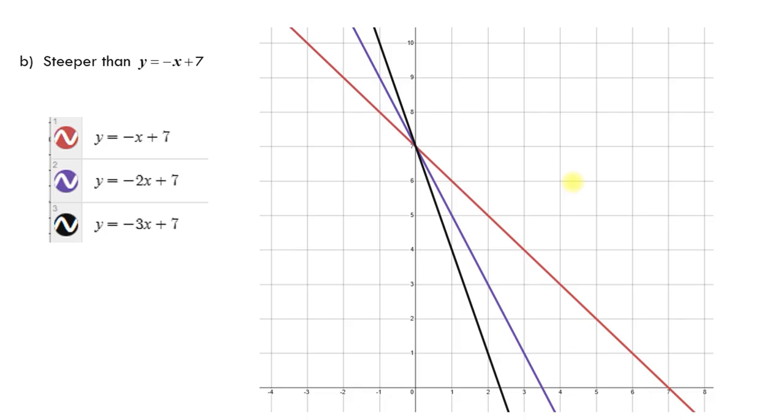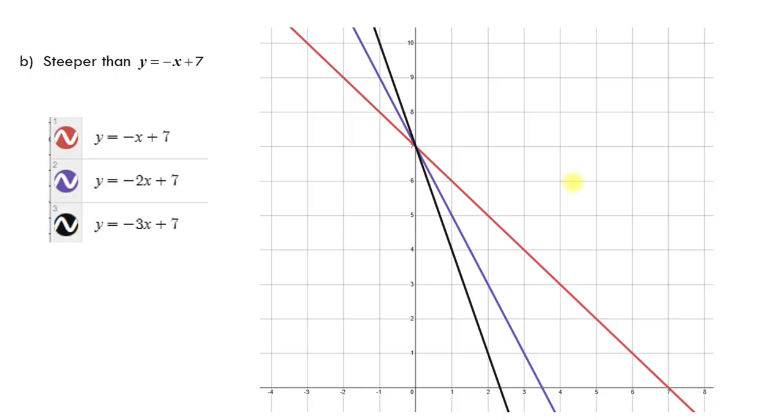Steeper than y equals negative x plus 7. Well, for it to be steeper than negative x plus 7, it must have a larger coefficient number. So the negative 1 is the presumed coefficient of y equals negative x plus 7. So if we put in a bigger number than 1, then we will get a steeper line.